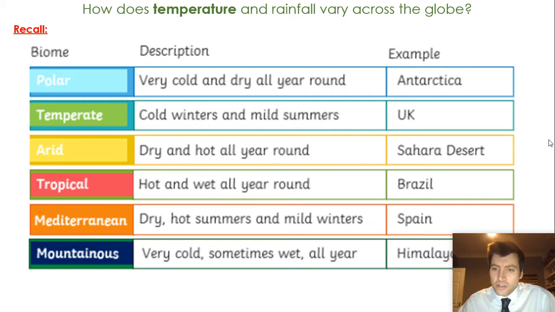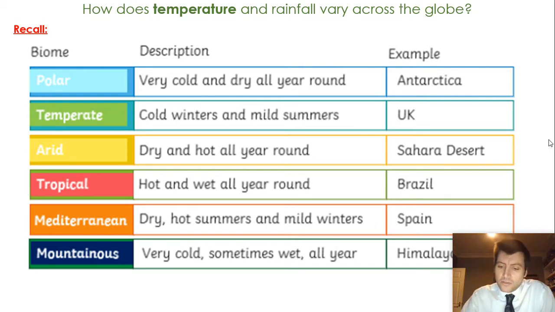So with our mountainous regions such as the Himalaya, they're very cold, sometimes wet all year round. Those tropical areas like Brazil with the Amazonian rainforest are hot and wet all year round. Those arid places, which we've also looked at within our science sessions, are dry and hot all year round.